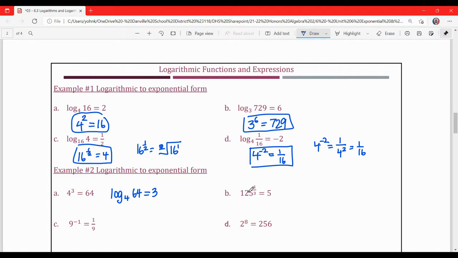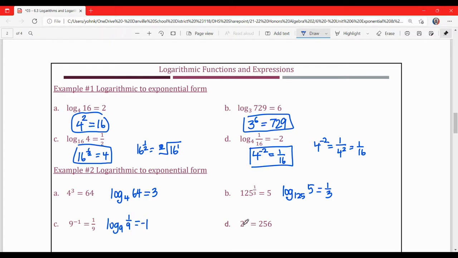In letter B, 125 to the 1/3 power equals 5. Remember, 1/3 power means cube root, and the cube root of 125 is 5, so it makes sense. So we take the base 125, and it still is the base, so log base 125. Then we put the 5 after it, and it equals the power 1/3. If we look at letter C, 9 to the -1 equals 1/9. We do log base 9 of 1/9, and that equals -1.